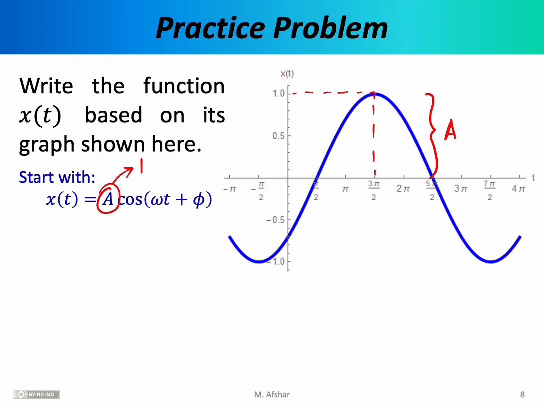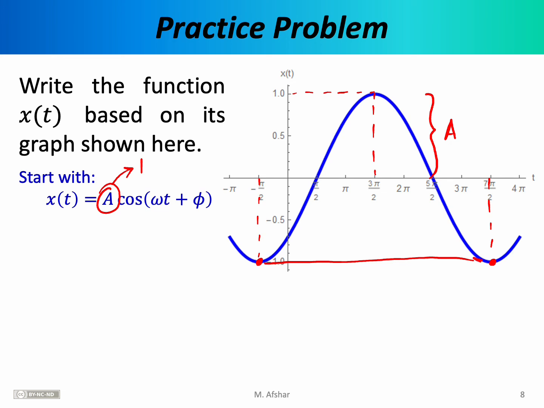The next thing we want to calculate is omega. Now you can't really read omega directly from the graph. However, you can notice that this graph does repeat itself. For example, at a time of minus pi over 2 seconds, the mass is located here, and then if you wait a few seconds, it returns to that position. In fact, at a time of 7 pi over 2, it returns to that position.